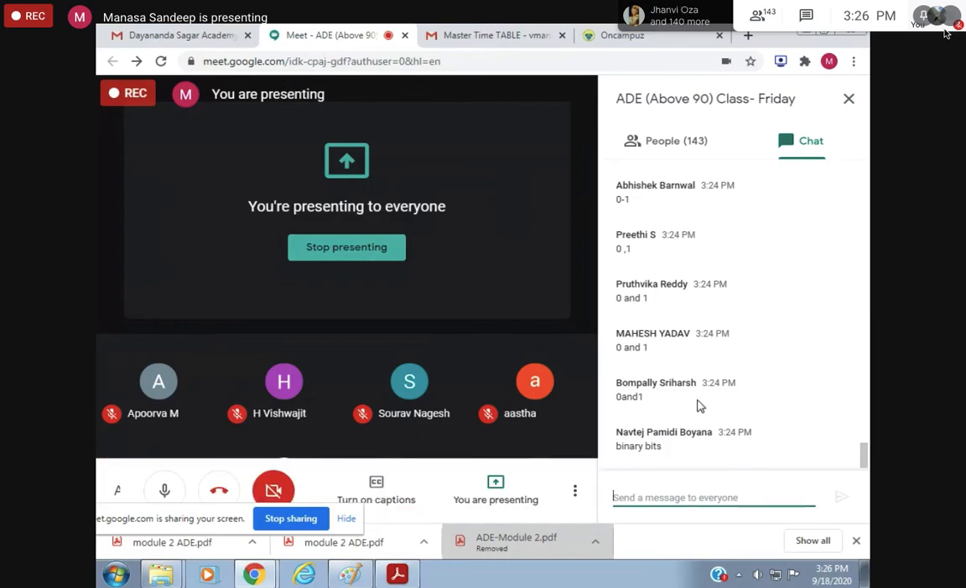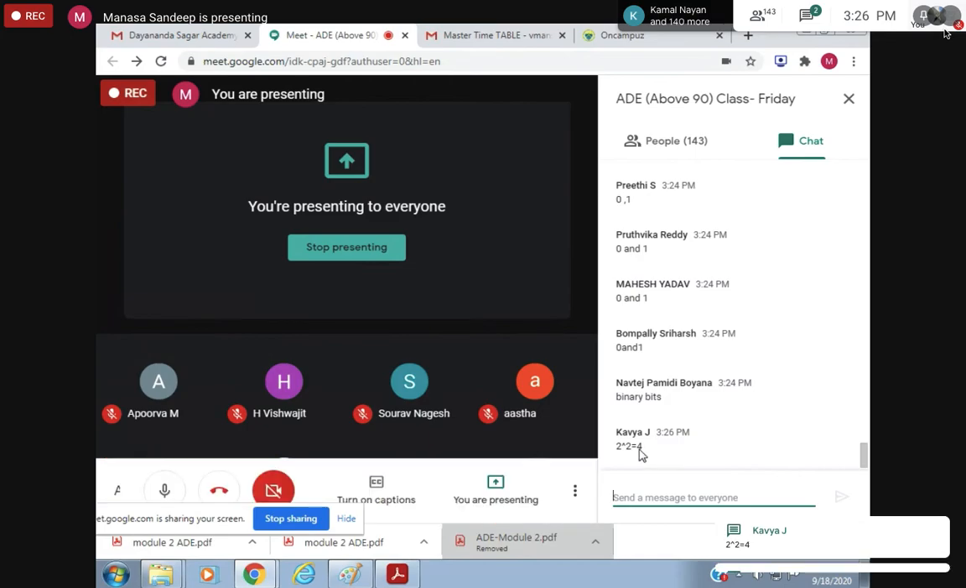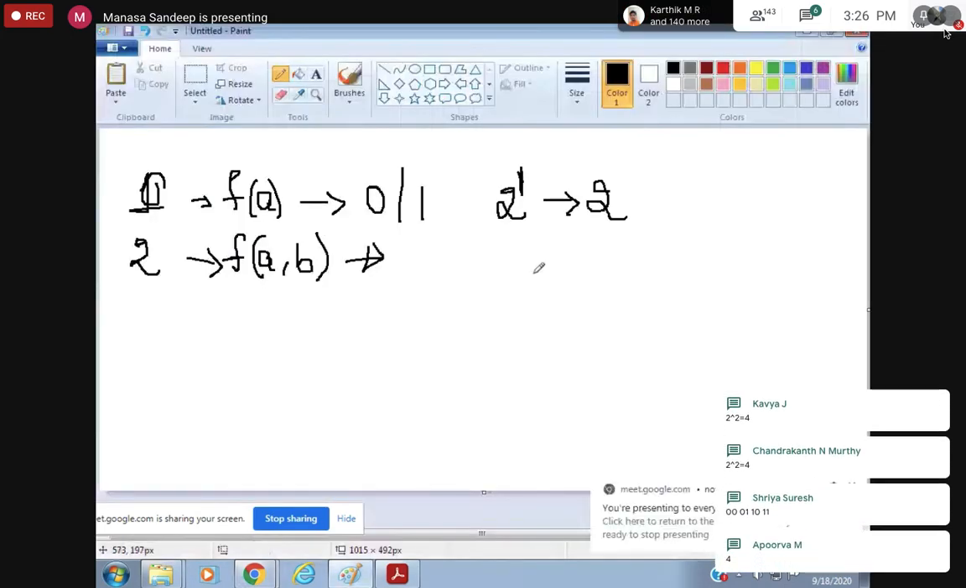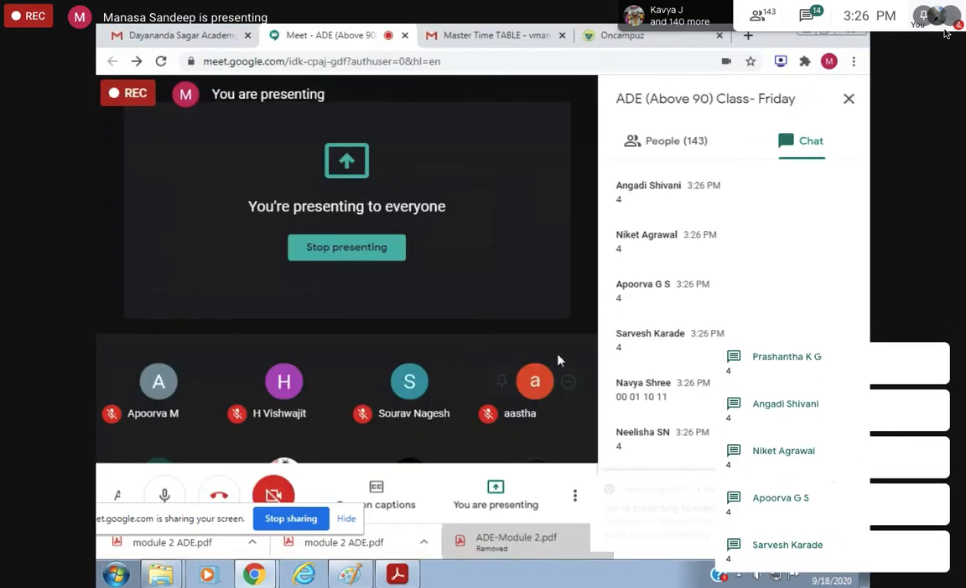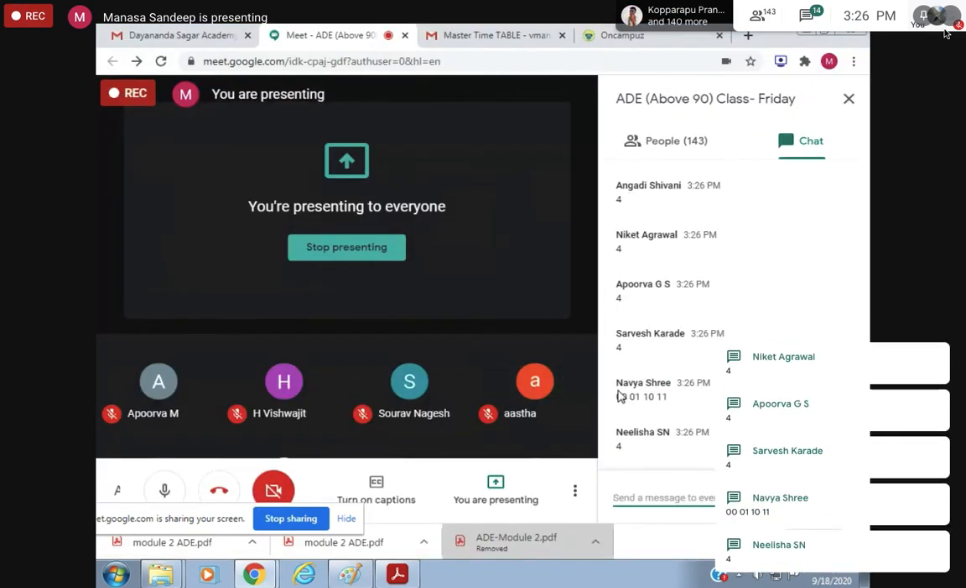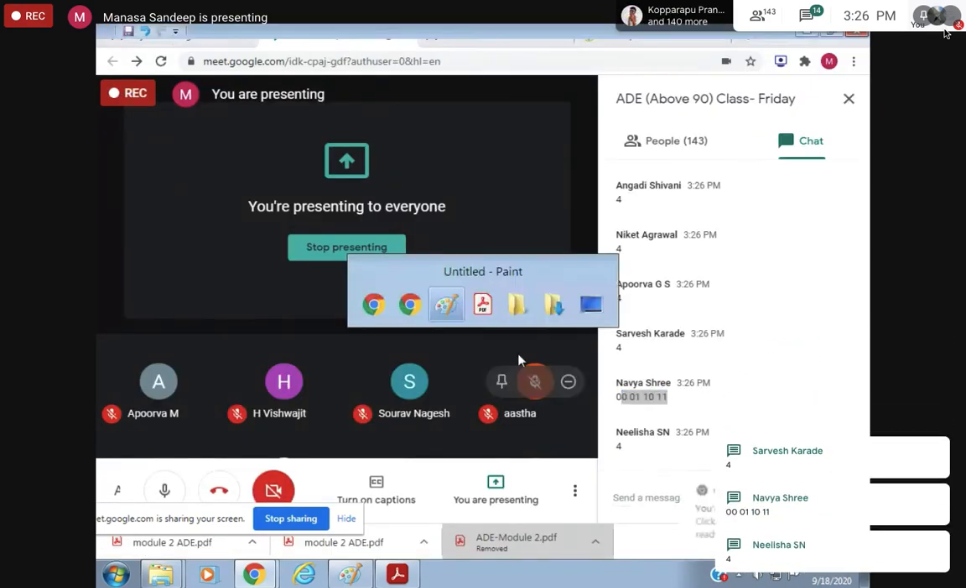Similarly, when I say the input is represented by 2 bits, f of AB can be represented by how many values? And which are those values? Exactly. As Kavya and others are telling, it is 2 power 2. How many values? 4 values. Very good. Yes, Navyashri has given us those values. So which are those 4 values?